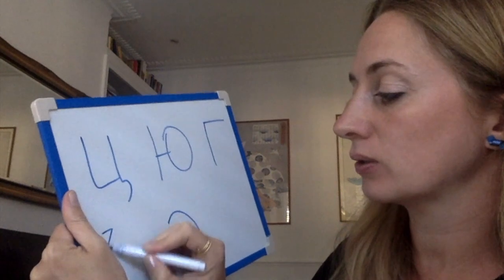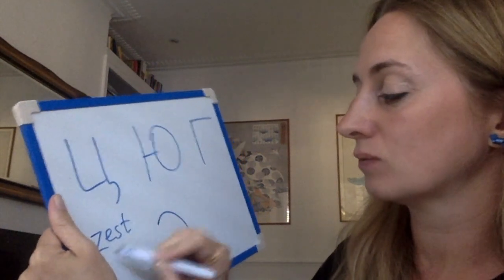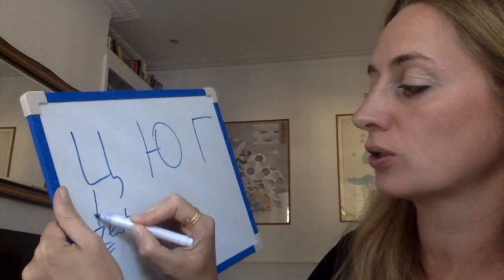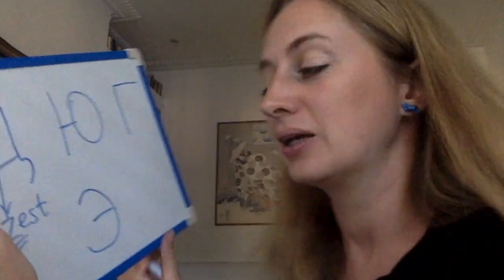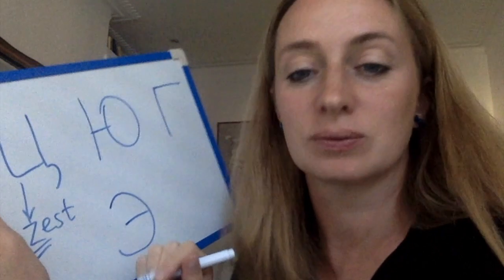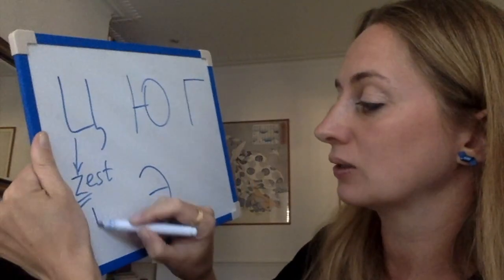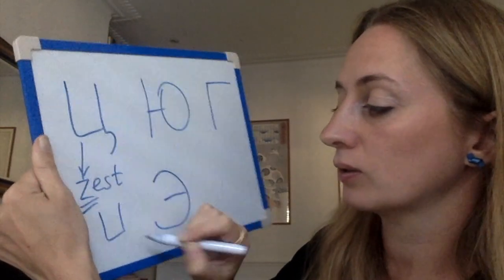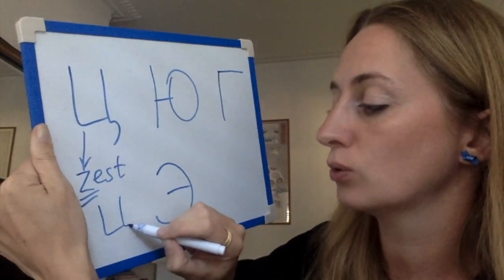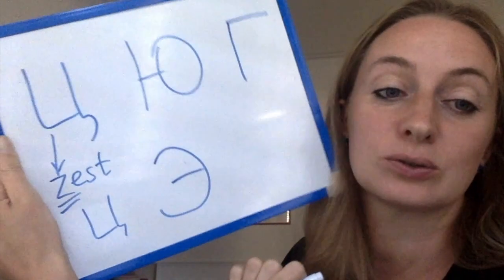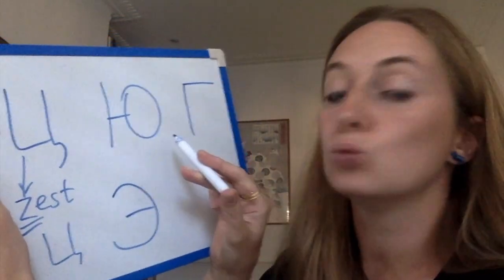So, Ц. Ц, цэ. For example, in the English word zest, lemon zest, has this sound ts. You write it like a reversed П, Russian П, and it also has one leg underneath. Let's say one leg.